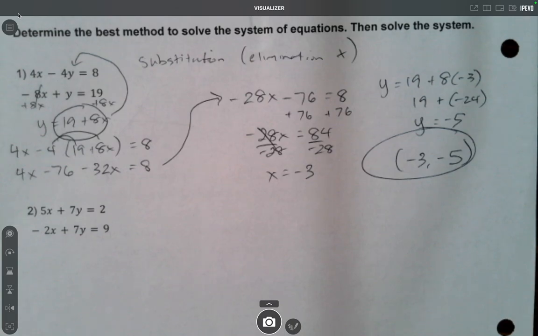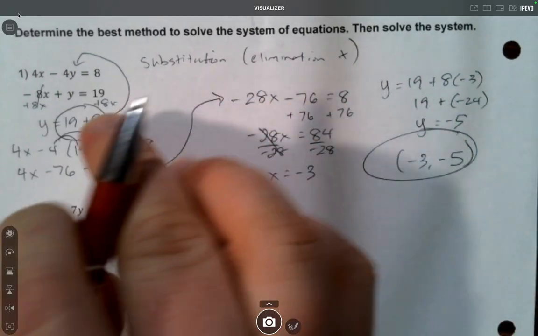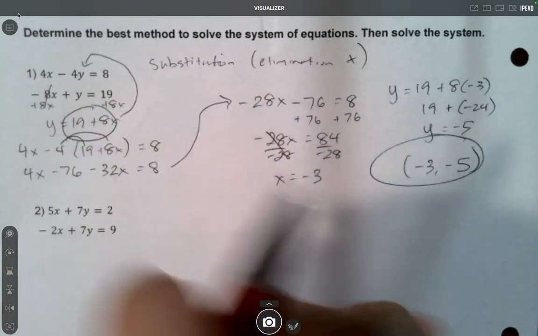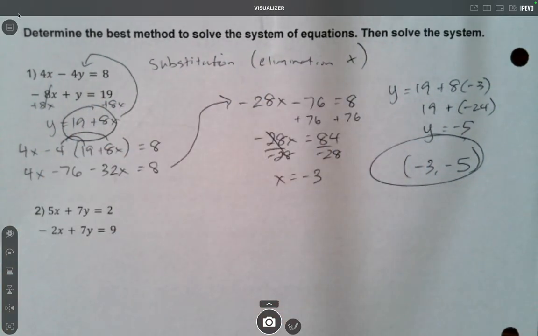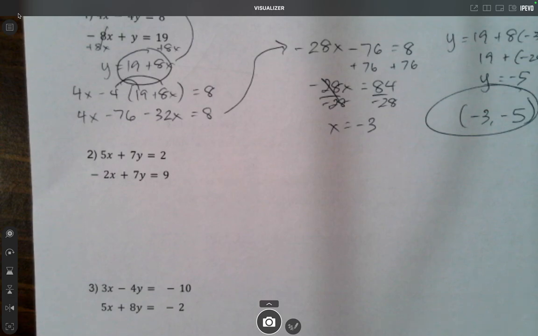And you would have gotten the exact same answer if you had solved this by doing elimination with multiplication. So this is an example of one where really 2 methods can work equally well, or equally quickly. Now number 2, pause, see what you think is the best method.